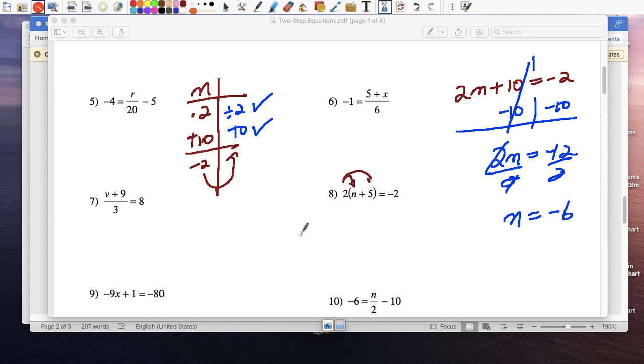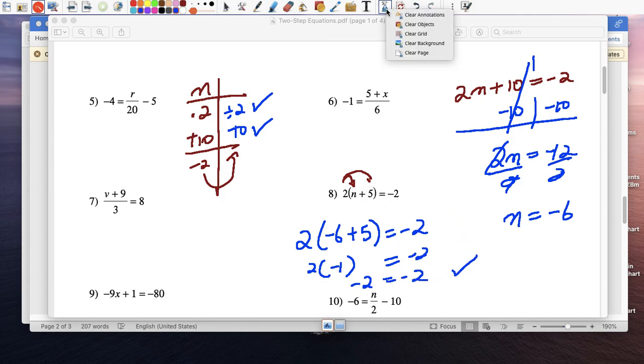Check. So 2, and instead of n, I'm going to replace it with negative 6 in parentheses. And let's see if that really equals negative 2. Well, let's do the parentheses. Negative 6 plus 5 is negative 1. What's 2 times negative 1? It is negative 2, which equals negative 2 on the other side. Good.